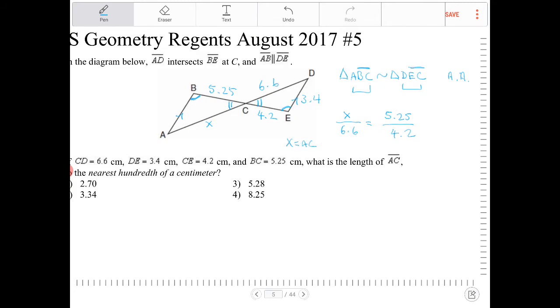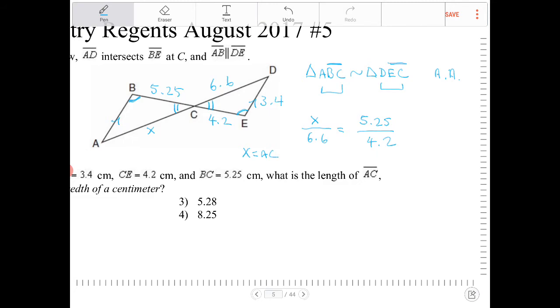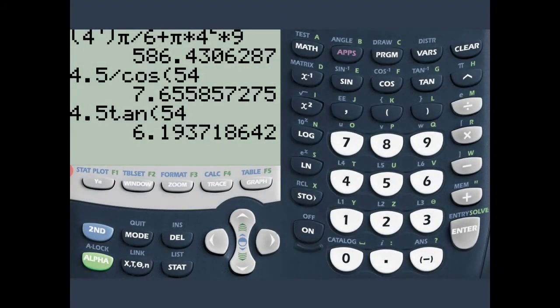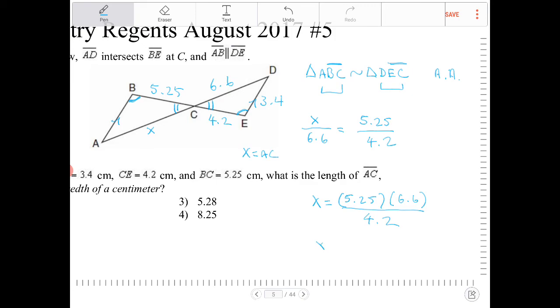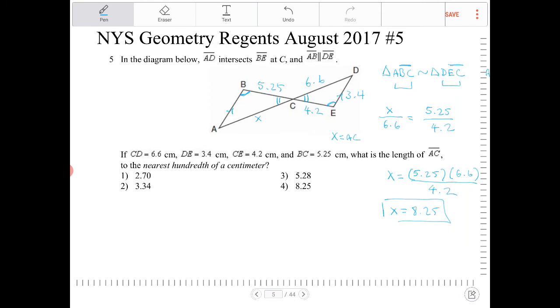All right, so what I'm going to do is multiply both sides by 6.6. If I do, I'll end up with X is equal to 5.25 times 6.6 divided by 4.2. So I'm going to take my calculator: 5.25 times 6.6 divided by 4.2. And that's 8.25. So X is equal to 8.25. And that would be option 4.